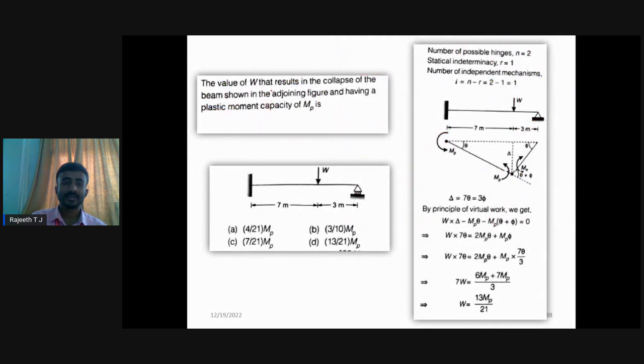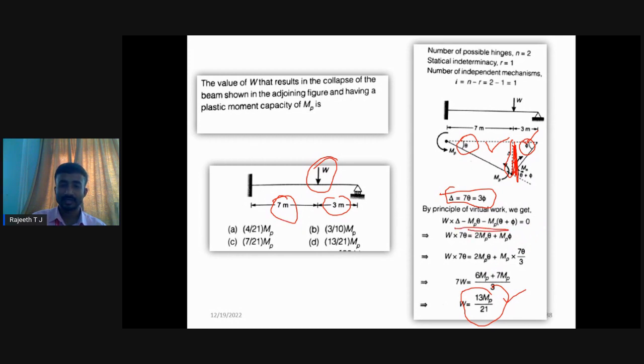So next is again a beam. This is a propped cantilever beam, but in this problem they gave some distances. No need to worry. Just calculate the delta here. Calculate the relationship between this rotation and this rotation by considering this as a reference delta. You can consider this triangle and also this triangle. Then calculate the collapse load. This is exactly similar to the first problem.